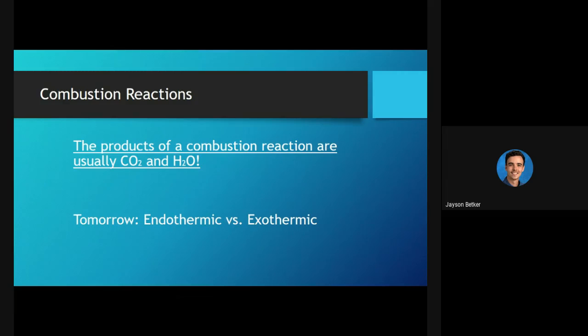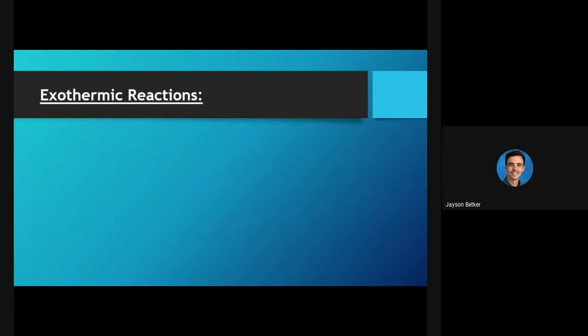Combustion reactions, just a reminder, is any reaction that has a product of carbon dioxide and water. So that was the last thing we talked about. Now we have officially finished talking about those 5 types. You can try to remember them all in your head. We had synthesis, decomposition, single displacement, double displacement, and combustion. So what is the difference between an endothermic reaction and an exothermic reaction?